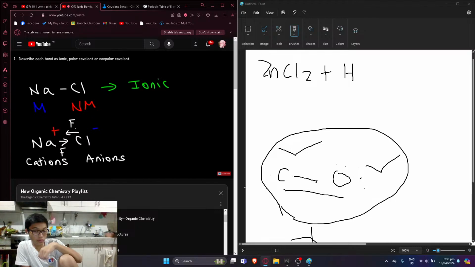Now, it's important to understand the difference between an ionic bond and a covalent bond. In a covalent bond, the electrons are shared. In an ionic bond, the electrons are transferred, given or taken. So, in a polar covalent bond, they're shared unequally. In a non-polar covalent bond, the electrons are shared equally.